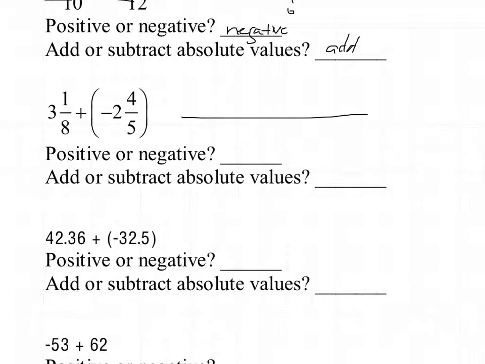All right. Looking at my arrow diagram, I start with 3 and 1 eighth. And I'm going to come back negative 2 and 4 fifths. So it's not going to be quite enough to get me back. So I'm going to stay in the land of positive. This is more positive than it is negative. And I'm going to have arrows cutting across each other, so cutting into each other, so we're subtracting.